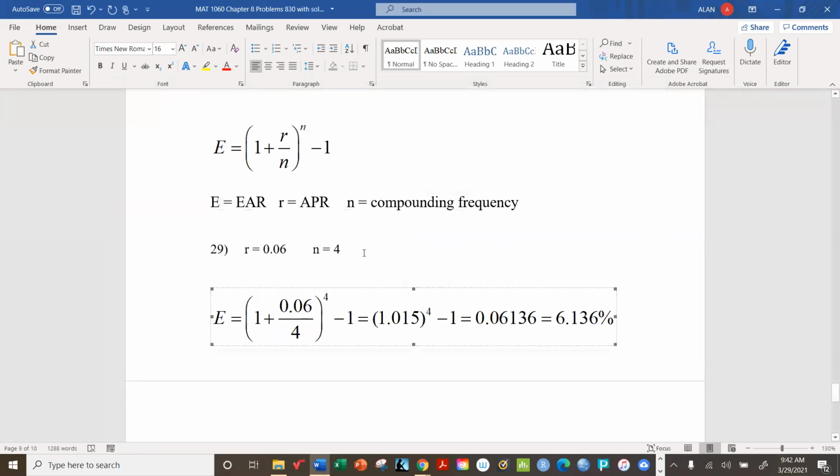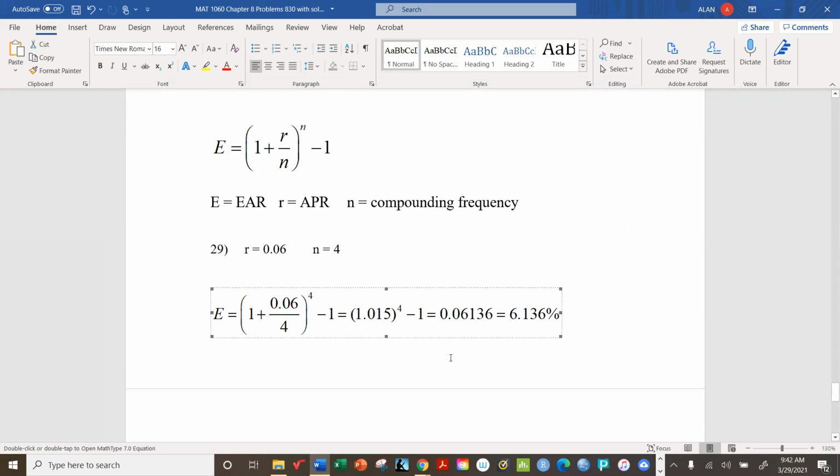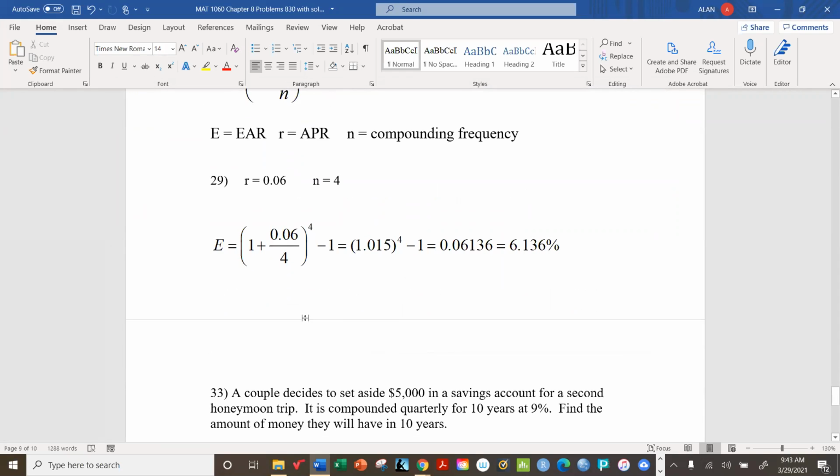All right, so in other words, if the bank gives you a quote of 6%, but they tell you that the compounding is quarterly, this is what you're actually earning on your bank account. Okay, not 6, but 6.136%.